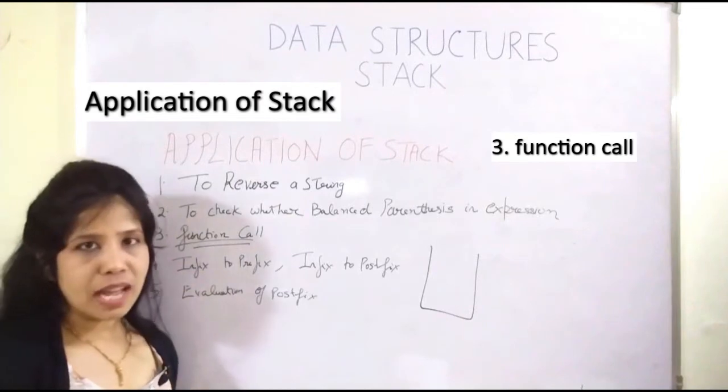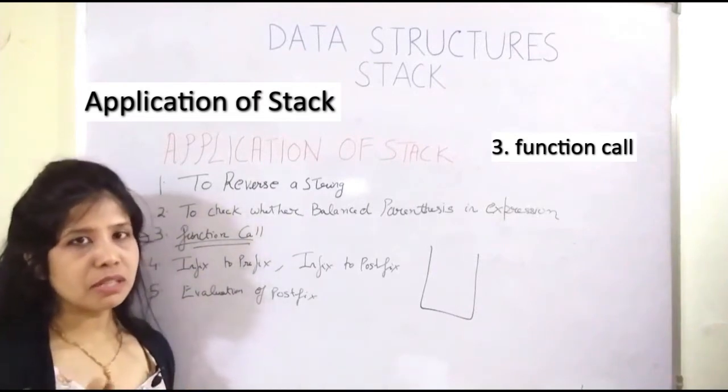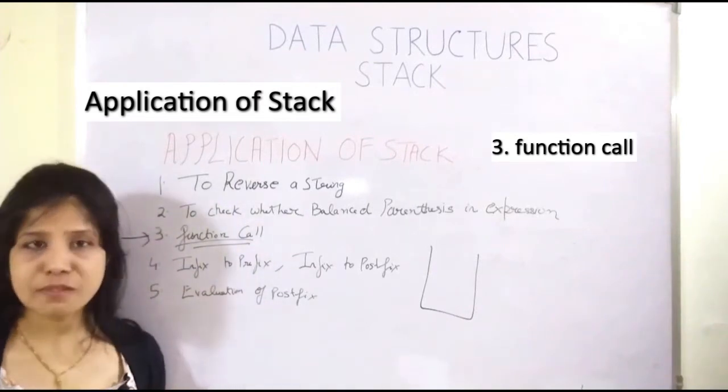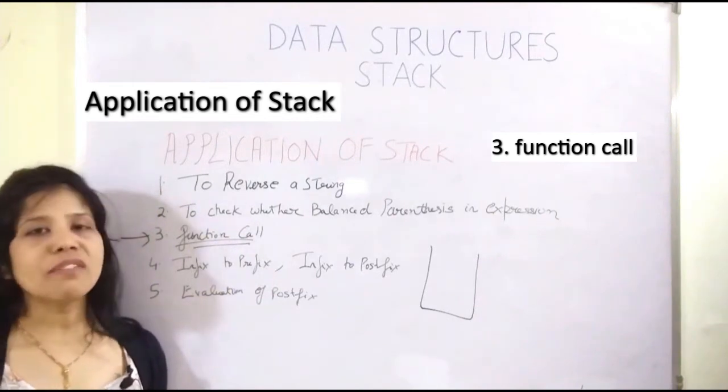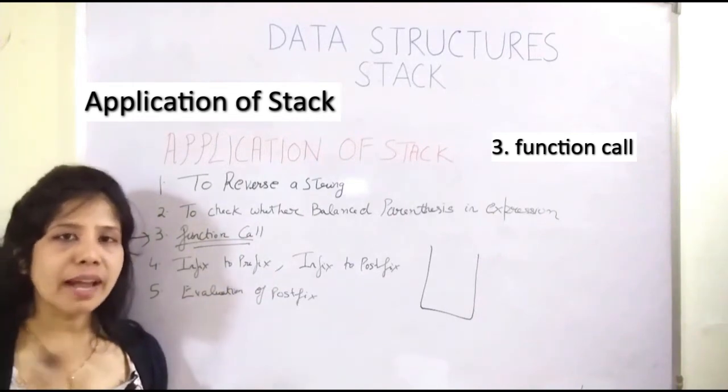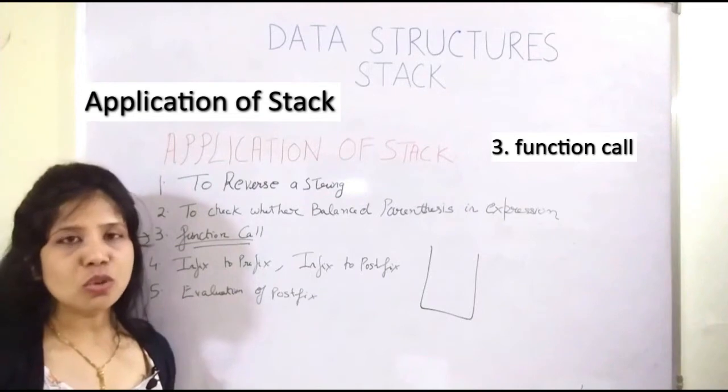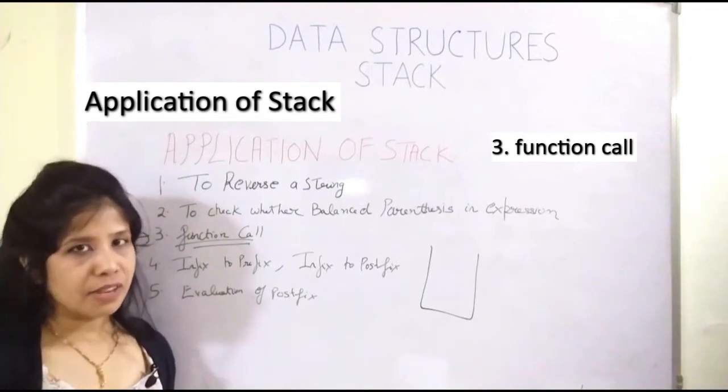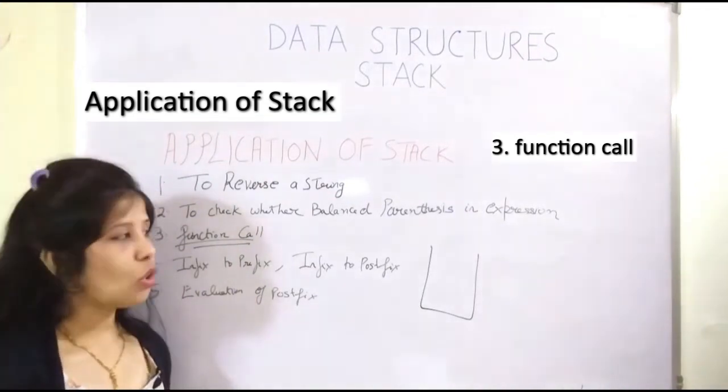Also, if the function has some return, it will have that value. So all this information related to the function call is stored in the activation record, which is also called a stack frame. And when the function is called, what happens first?